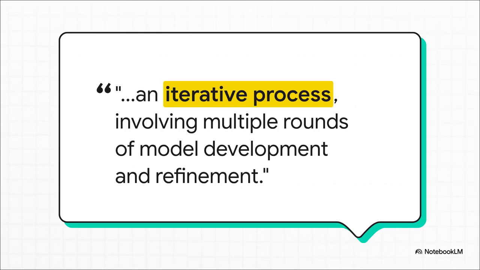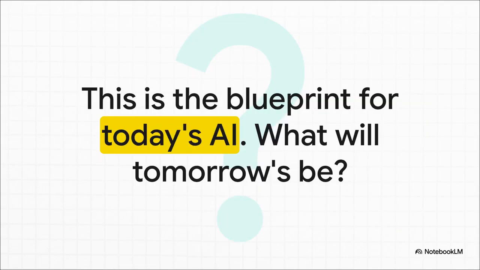It really just boils down to one key concept. This whole thing is an iterative process, involving multiple rounds of model development and refinement. The heart and soul of modern AI is this constant cycle of building and improving. This structured, iterative cycle is the engine driving the AI we all use today. But as artificial intelligence just keeps getting more and more powerful, you gotta wonder, right? What will the blueprint for tomorrow's AI even look like?